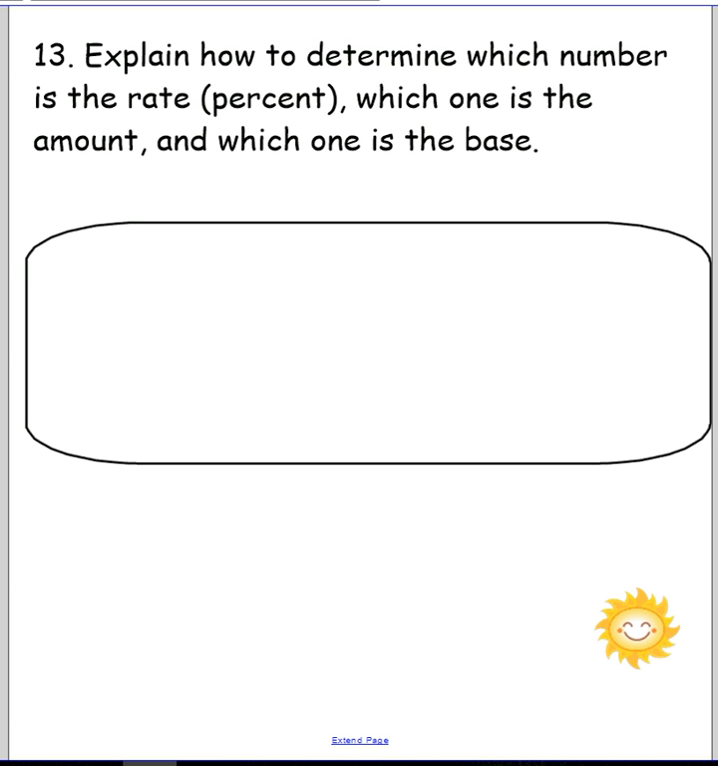And so for 13, in your own words, explain how to determine which number is the rate, which one is the amount, and which one is the base. So again, pause and jot down your thoughts, and then let's compare notes.